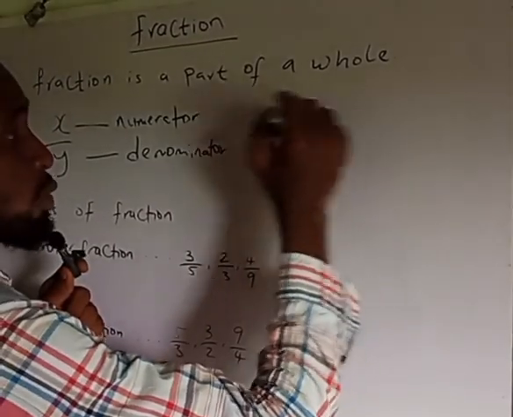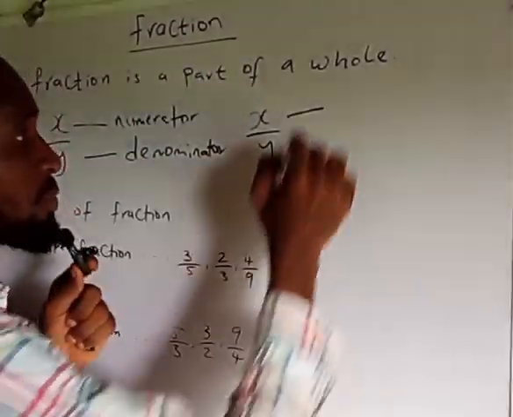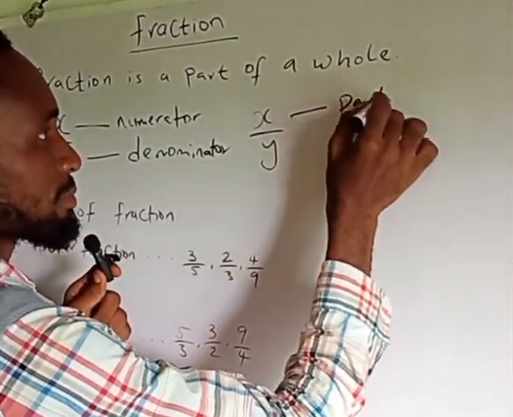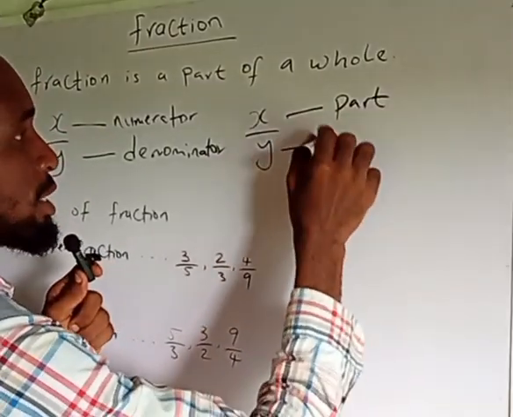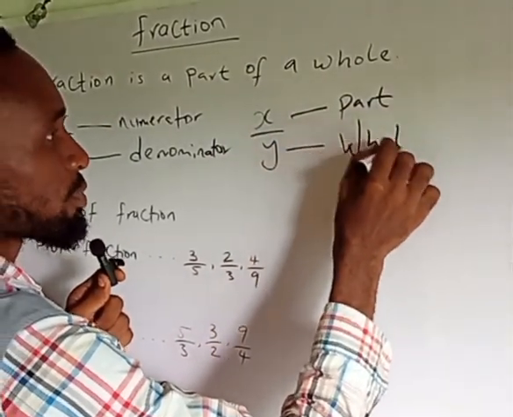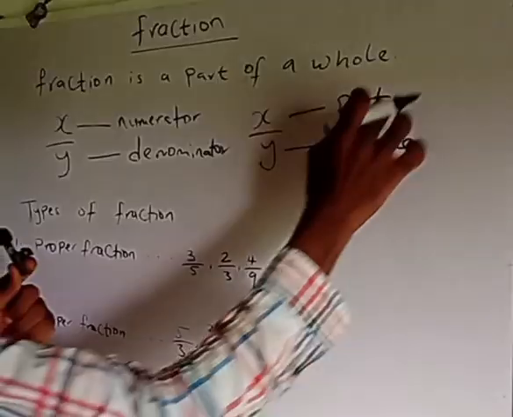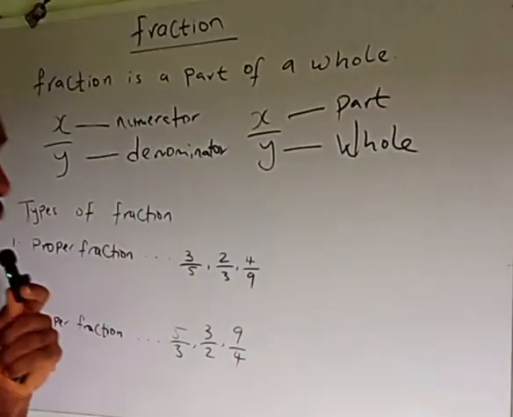Also, since I say that fraction is a part of a whole, we can say that this one on top, which we call the numerator, is the part, and this one under is the whole. This is the part, and this is the whole.